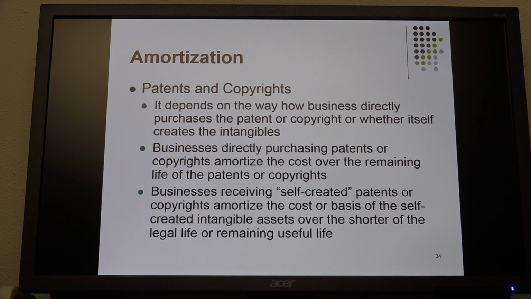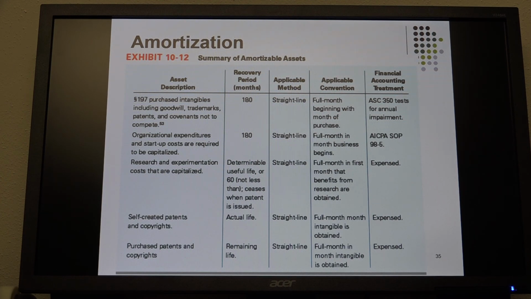So if you develop a patent in-house, and the useful life of the patent is 30 years but the legal life is 17 years, you would have to amortize it over 17 years, not 30 years. Let's say it only has a 10-year useful life. Well, the 10 years is the lesser of the legal life or the useful life, so you'd have to amortize over 10 years in that case. If you directly purchase a patent or copyright, you amortize the cost over the remaining life of the patent or the copyright. So that's kind of the summary of those things.